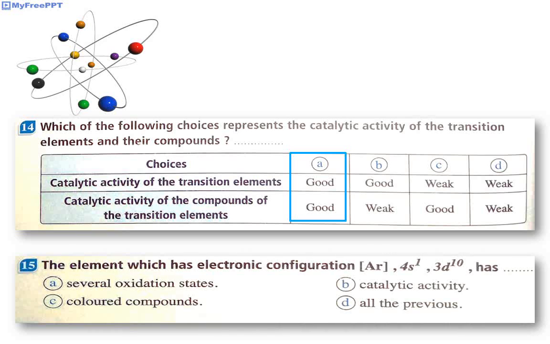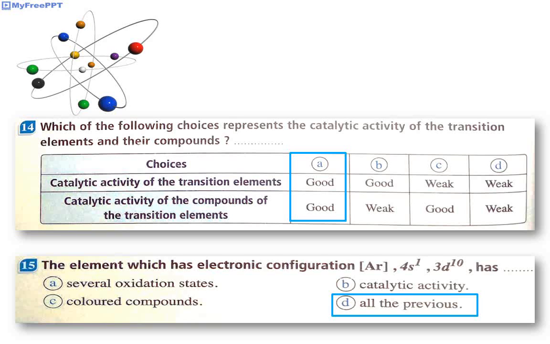Question number 15. The element which has electronic configuration argon 4s1 3d10 has several oxidation states, catalytic activity, colored compounds, or all the previous. What do you think about this? Okay, I think it's easy. All these properties belong to this element.